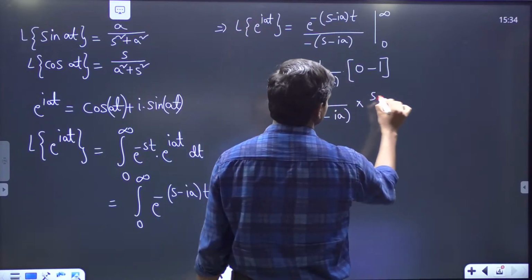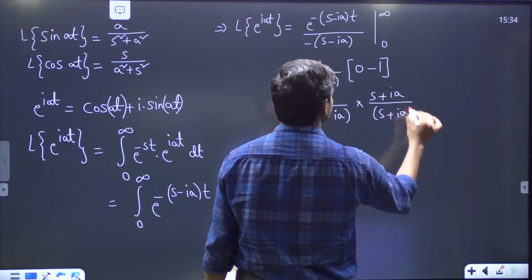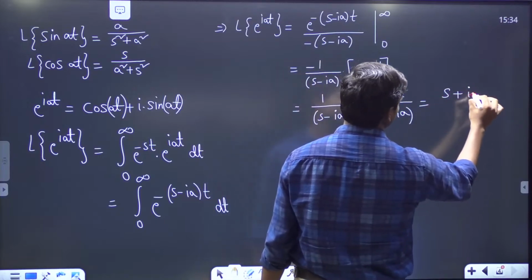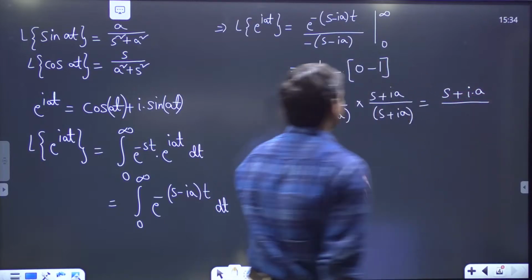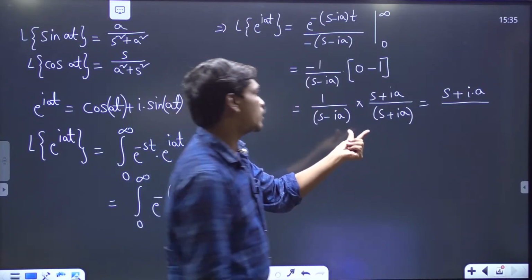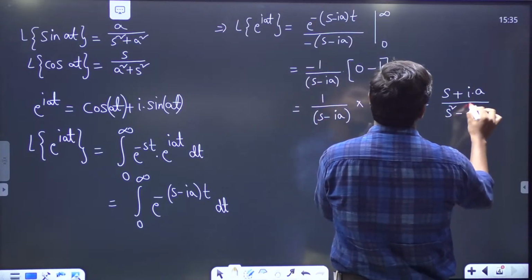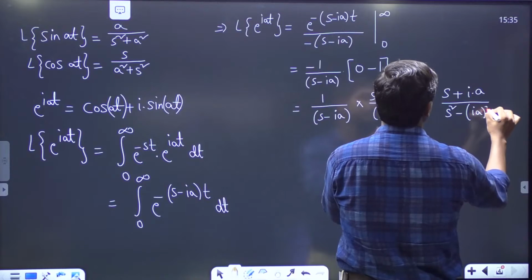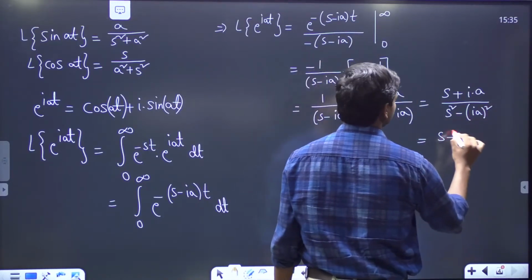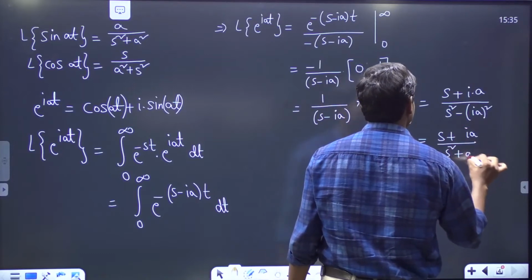But if you rationalize this, multiplying by s plus ia divided by s plus ia, the numerator is 1 into s plus ia, so this is s plus i into a, divided by, since this is of the form a minus b into a plus b, we have the a square minus b square format. So a square minus b square is s square minus (ia) whole square, and minus into i square will give you plus actually. So this is s plus i into a divided by s square plus a square.